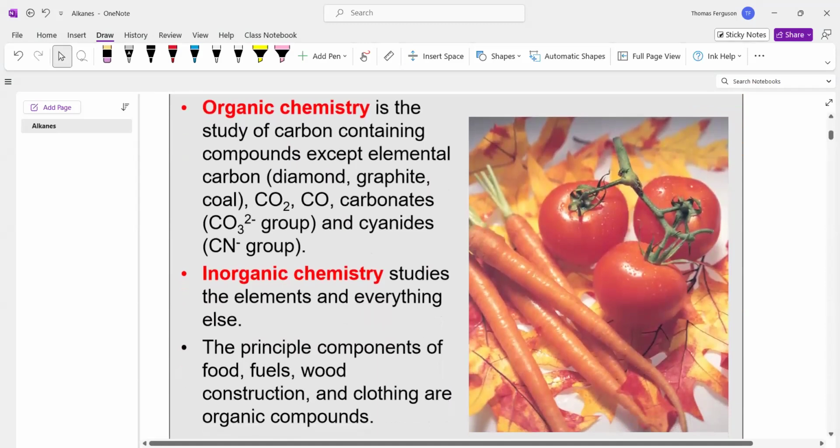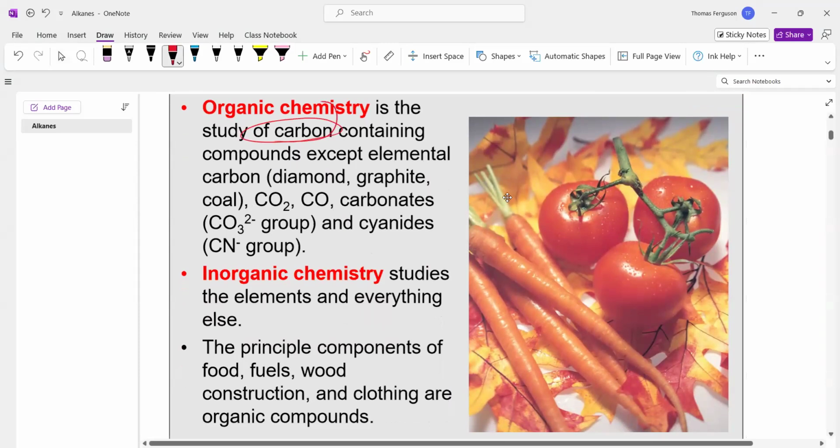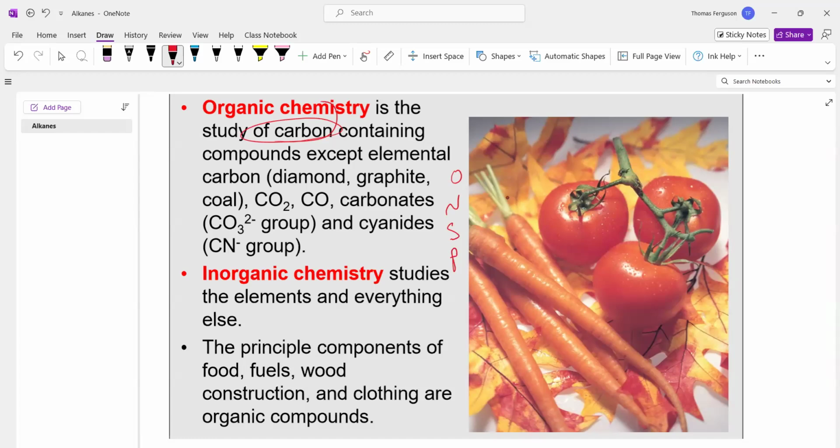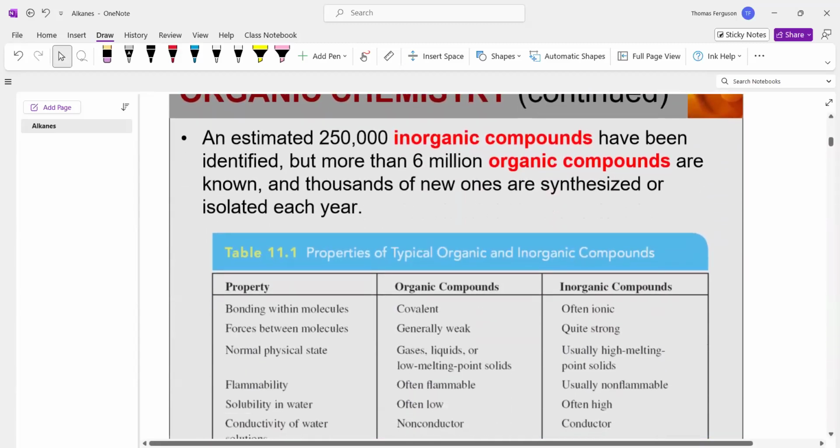Now, when you signed up for this course, you signed up for organic and biochemistry. Basically, organic chemistry, if you look up the definition, it'll start talking about the study of carbon, but it's also the study of oxygen, nitrogen, sulfur, and phosphorus. Those are all considered organic compounds and inorganic compounds. Now, this is totally untrue.